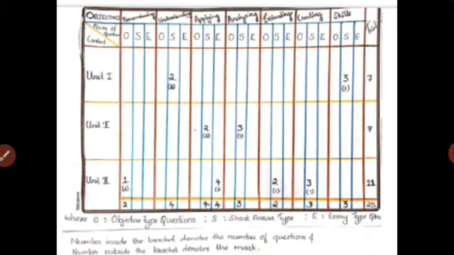Now, look. This is the complete blueprint you can see here. I will elaborate it one by one. You can see in the first row I have listed out the objectives we have already discussed. Notice that under each objective it is again divided into 3, which contains the objective type, short answer and essay type questions. In the first column you can see the units 1, 2 and 3 are listed.